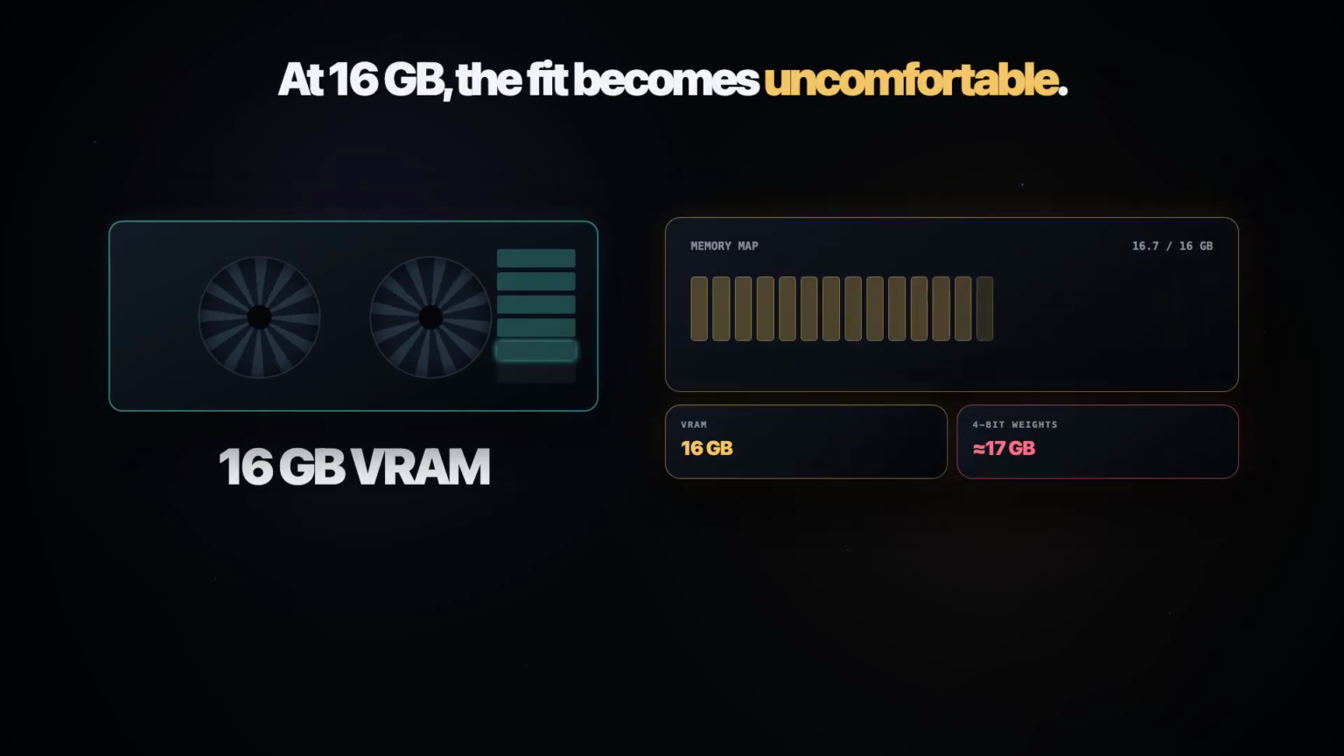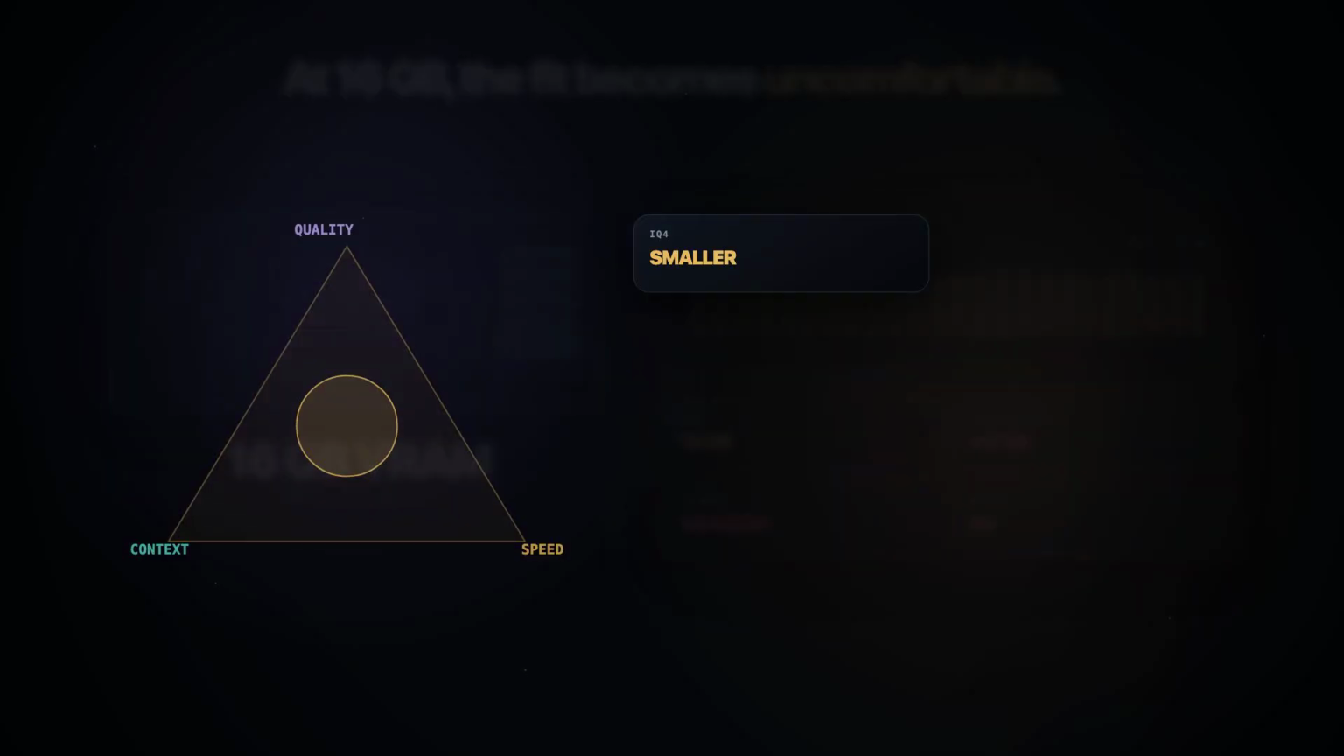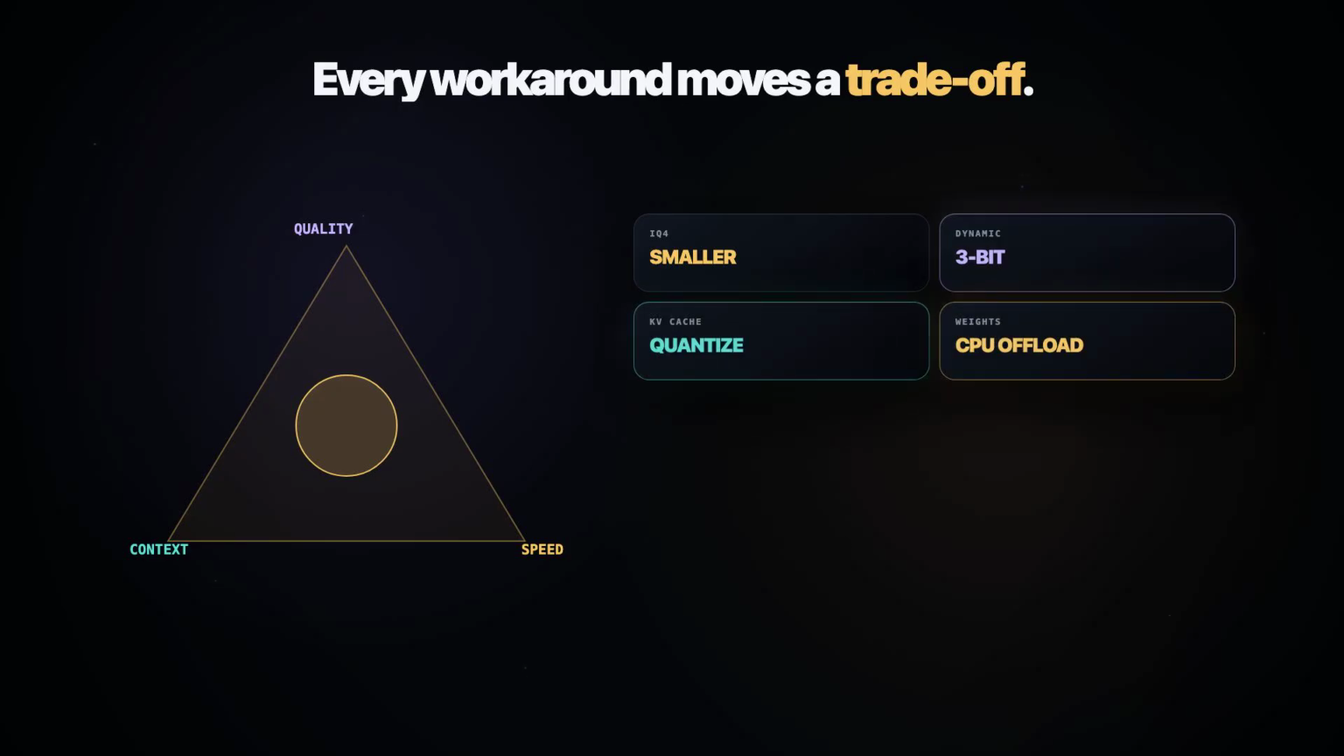A standard 4-bit Qwen quant can already be around 17 gigabytes, and that is before you give the model meaningful context. So a 16 gigabyte GPU is not really a comfortable 4-bit Qwen 3.8 machine. You can use smaller IQ4 variants. You can use 3-bit dynamic quants. You can quantize the KV cache, or you can offload part of the model into system RAM. But now every decision becomes a trade-off: quality, context, speed. One of them has to move.